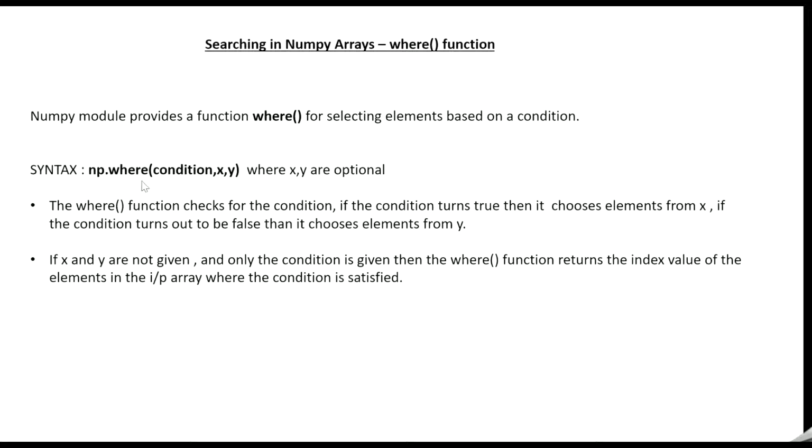The syntax for where is we have to give the alias name for NumPy, that is np.where. Then we have to specify a condition, comma x, comma y. If the condition is satisfied, it takes the values from x. And if the condition is not satisfied, it takes the values from y. So condition is a mandatory field, x and y are optional. We can just give the condition without giving x and y.